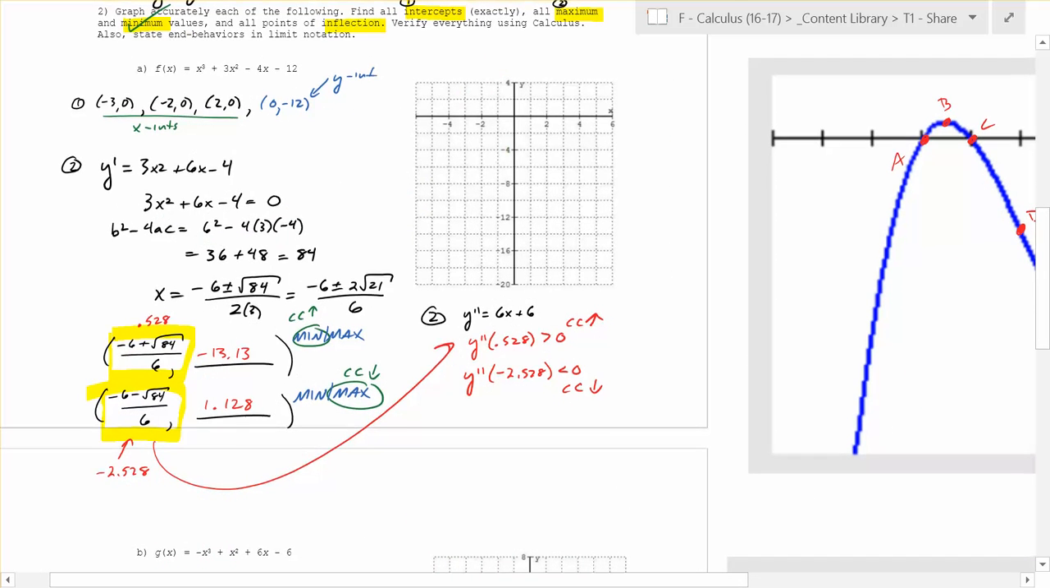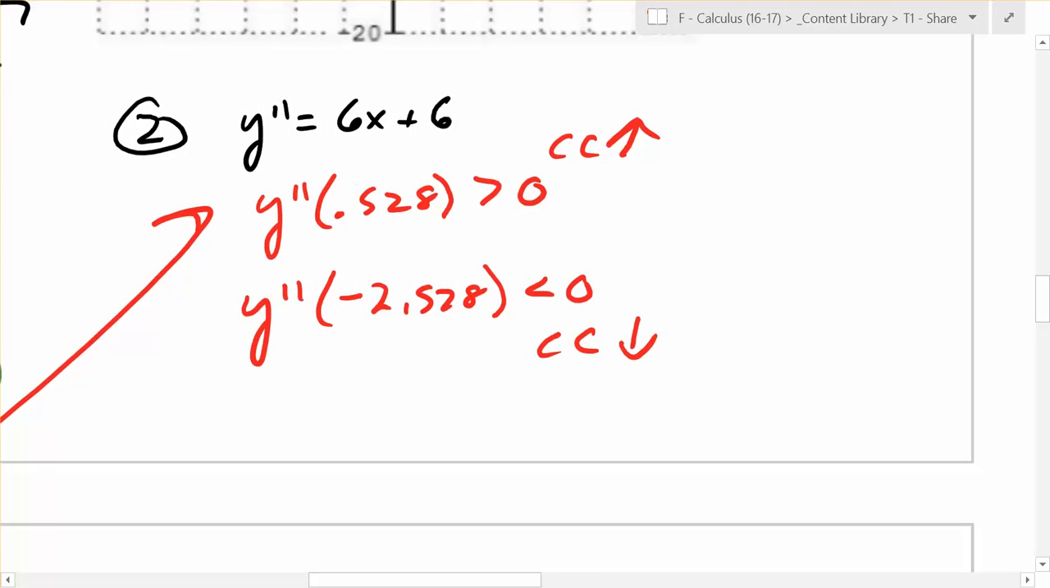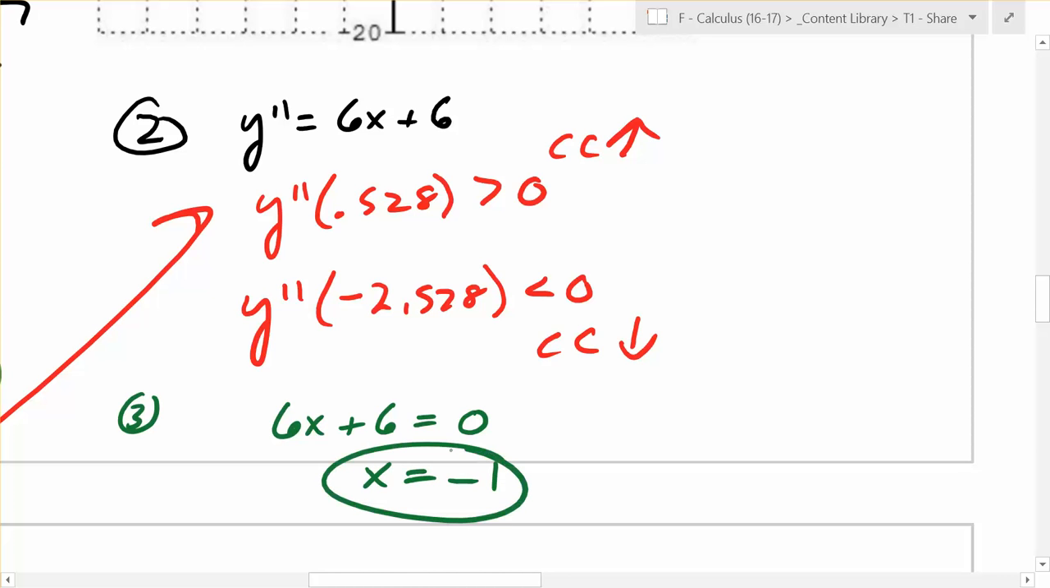Point of inflection. Well, the point of inflection, you look at the second derivative. So that's the change in concavity. So when does this equal 0? So part 3 here. When does that equal 0? 6x plus 6 equals 0. When does that equal 0? When x is equal to what? Negative 1. So that's when x is equal to negative 1.